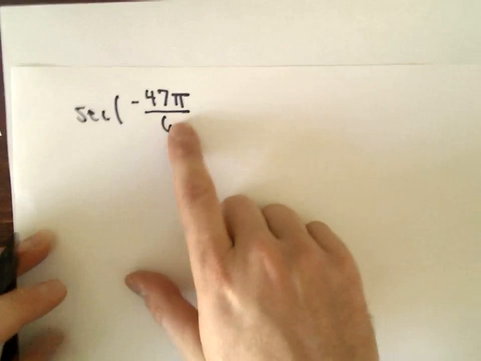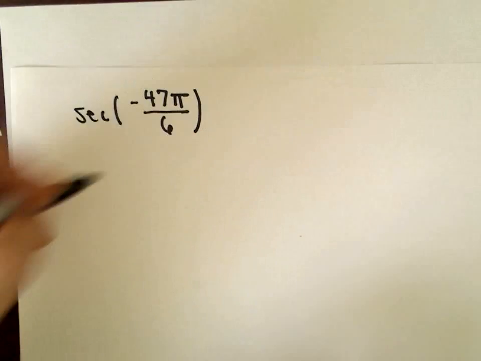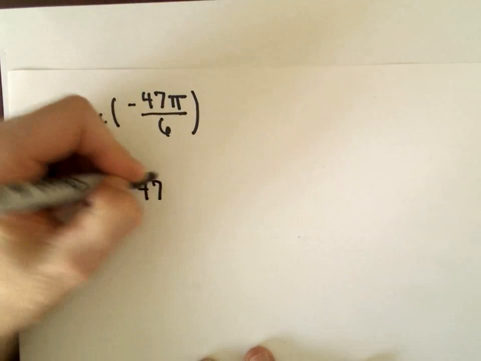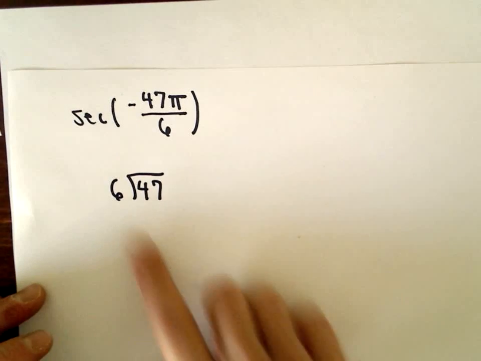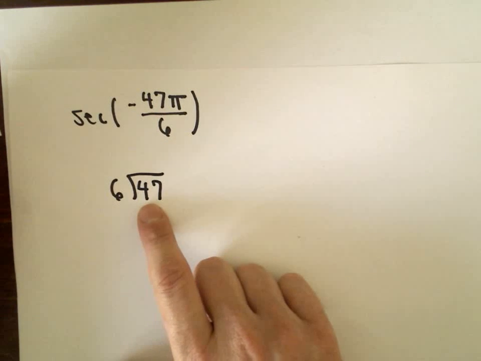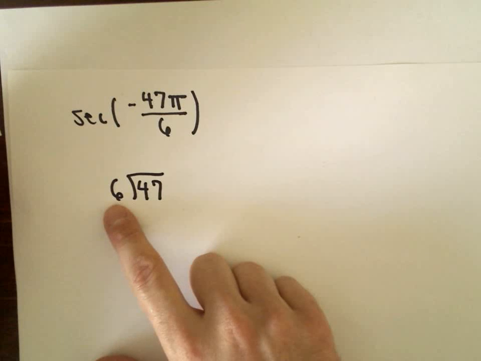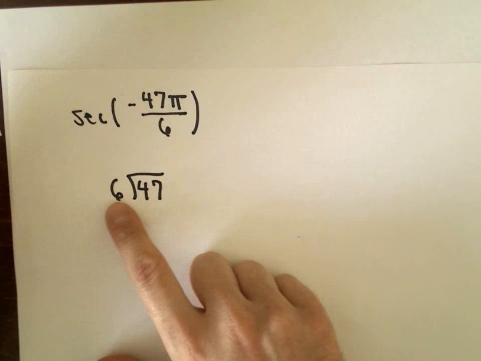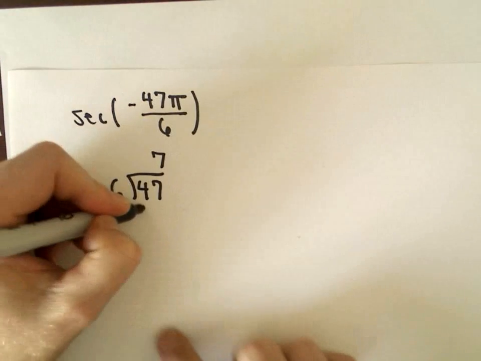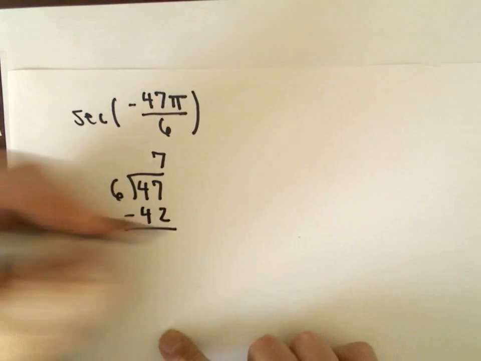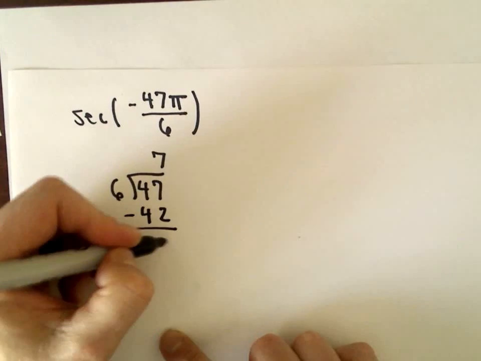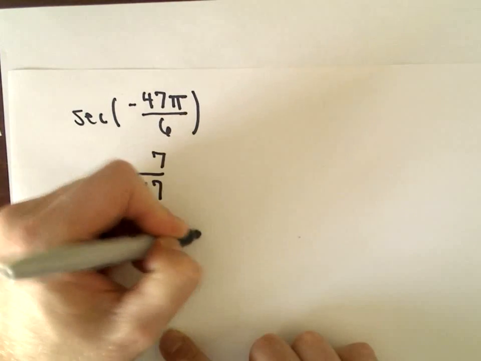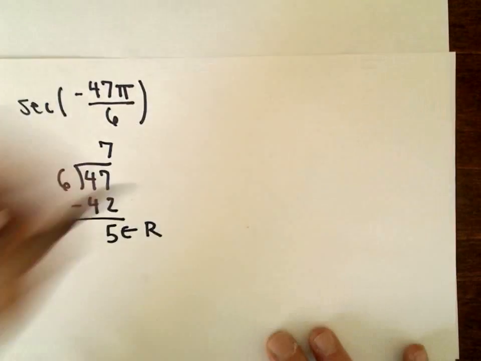So negative 47 pi divided by 6. Okay, so I'm going to do 47 divided by 6. Let's see, 6 goes into 47 how many times? 6 times 7 is 42. 6 times 8 is 48. That's too much. So it looks like 6 times 7. That's going to give me 42. Then I subtract 47 minus 42, which gives me 5. That's going to be my remainder.